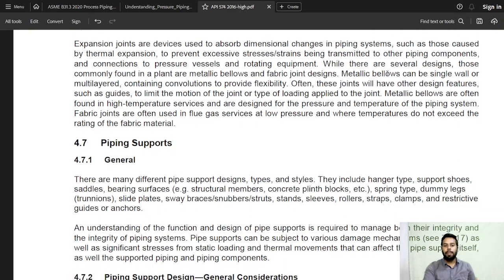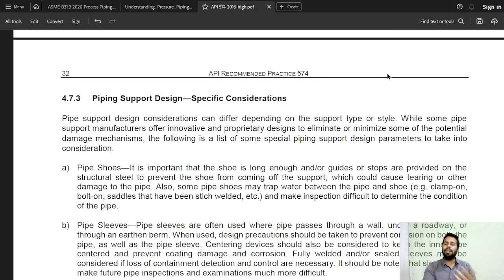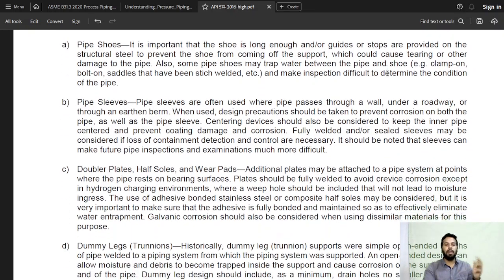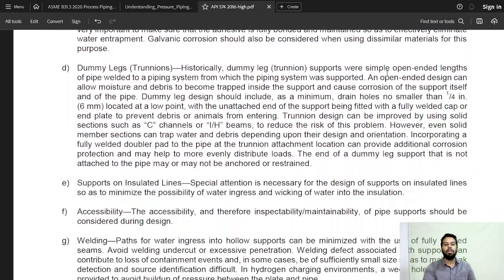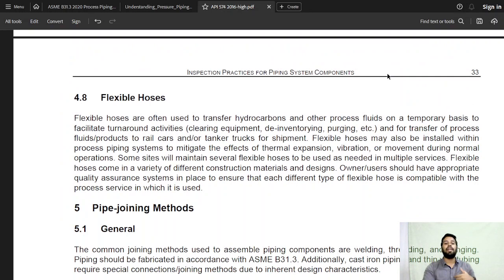Expansion joints, pipe supports, support design, general conditions. Just read this. These are not that important. The most important section in this code is going to be the inspection procedures and practices. Pipe support design, specific considerations should be taken: pipe shoes, pipe sleeves, double plates, half soles, wear pads, dummy legs, supports on insulated pipes, accessibility, welding, anchors and restraints, flexible hoses. Flexible hoses are often used to transfer hydrocarbon and other process fluids on a temporary basis to facilitate turnaround activities and to transfer the process fluid products to the rail cars or tanker trucks for shipment.